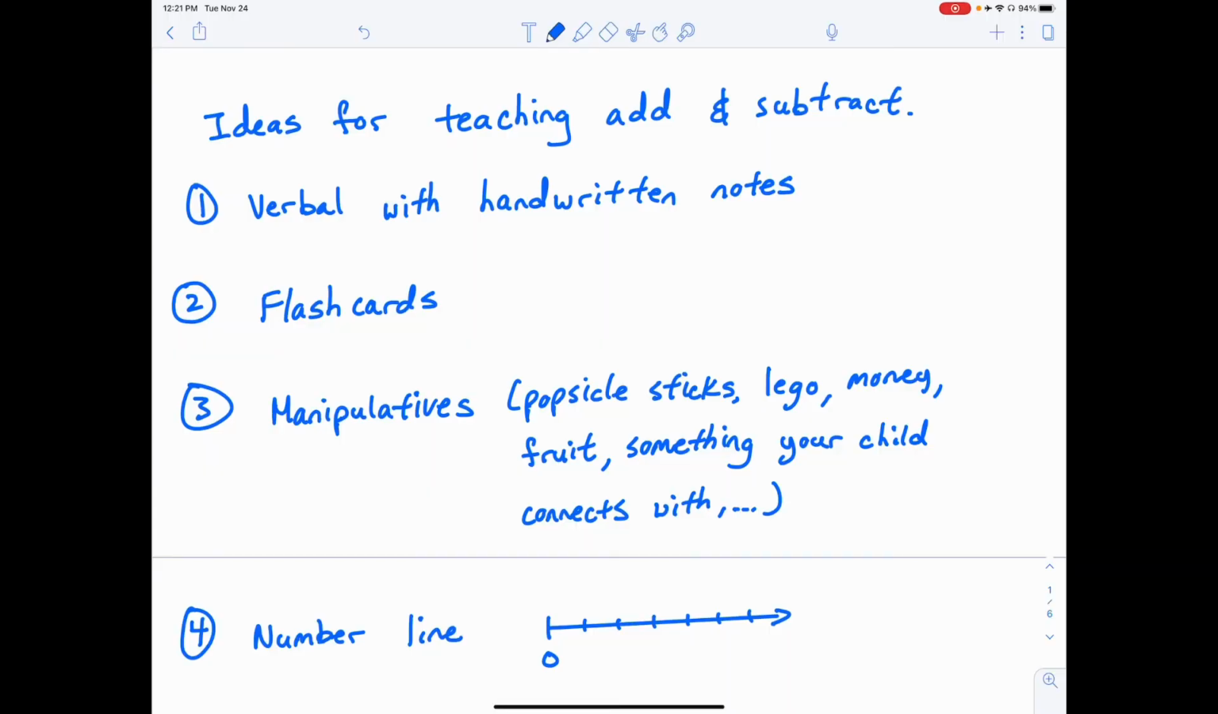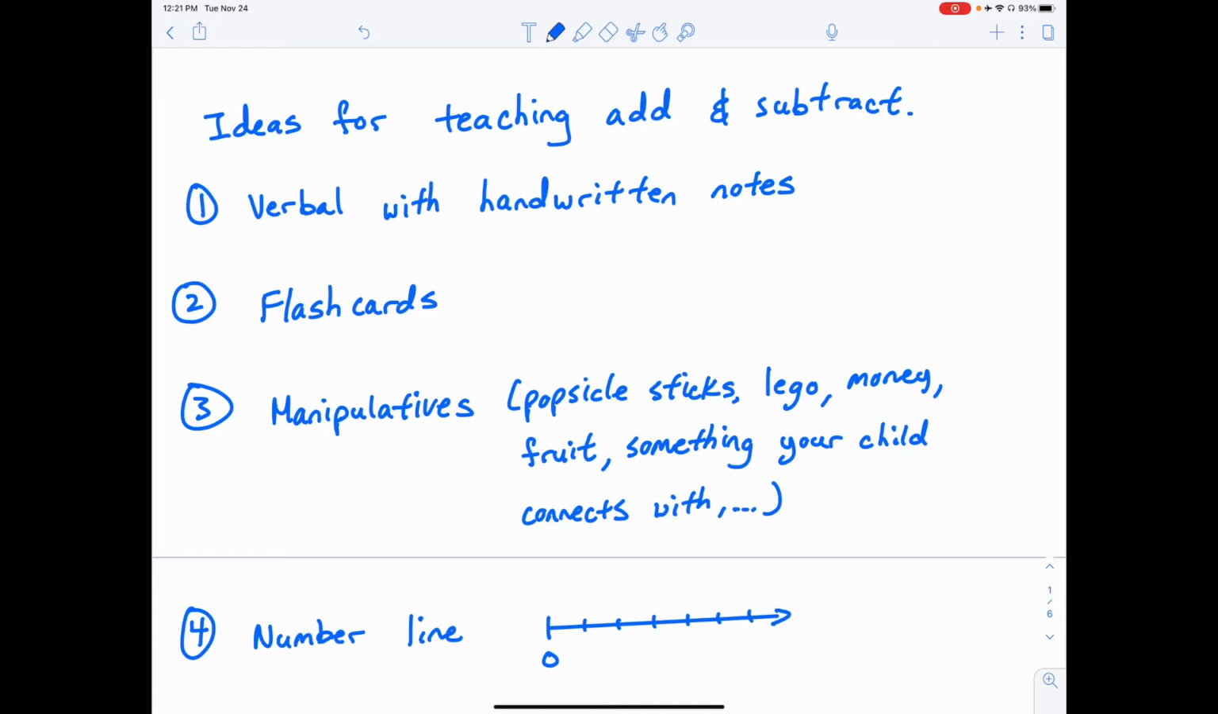Here are some ideas for teaching adding and subtracting. Number one is probably the most common that everyone does. We start with verbal, with handwritten notes or handwritten examples for them to see. We then move on to flashcards, which is great because flashcards help the student with accuracy and speed, which is what they'll need in the future.